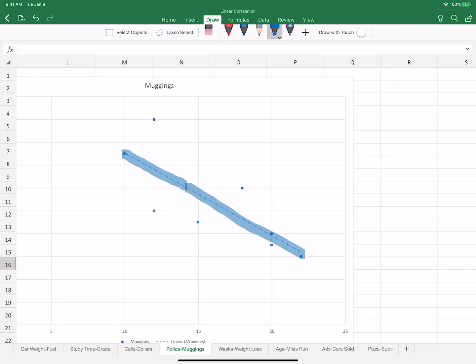There's the line they're talking about. So the data does kind of follow a line, though it's really off that line. This is the best fit line. It's a kind of weak negative correlation, meaning a negative slope.